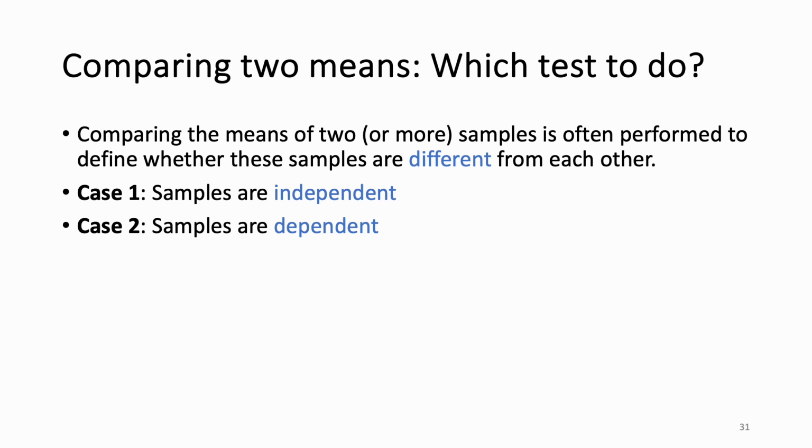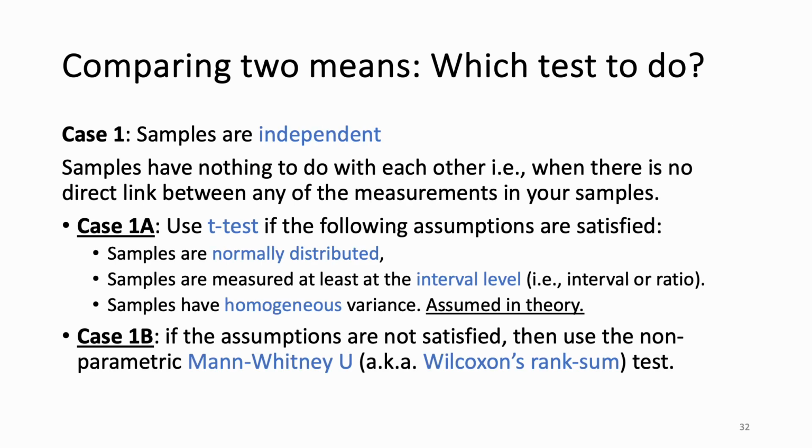Okay, so to compare the means of two samples to understand if there is a difference between them, you can select from different statistical tests. But to select the right test to perform, you need to pay attention to different conditions. The first condition to look at is to understand if the samples are independent or dependent. Okay, so we want to compare two means. Which test do we have to select?